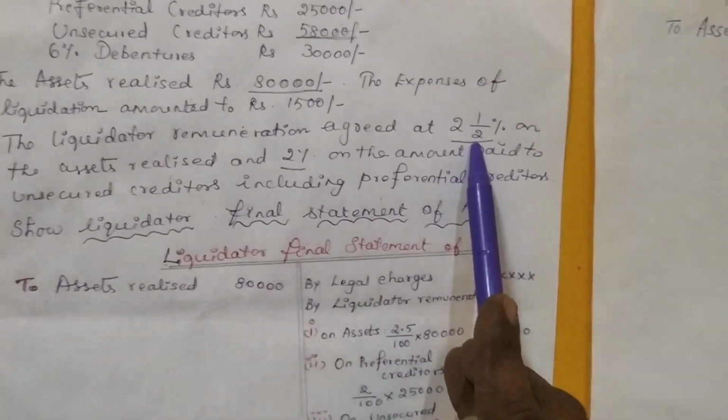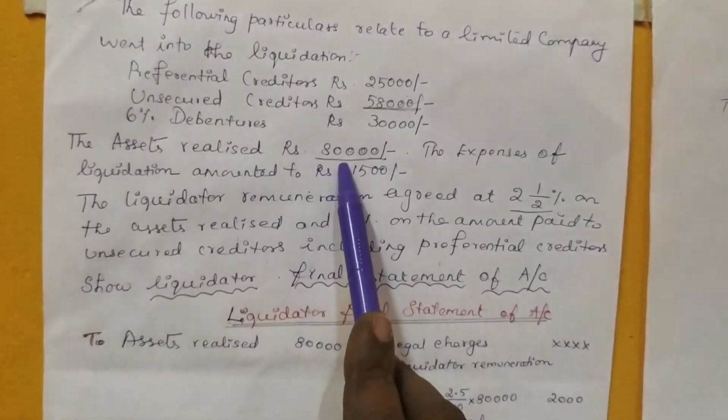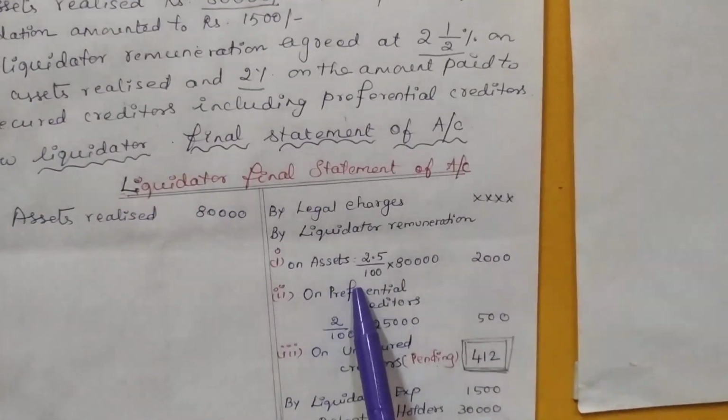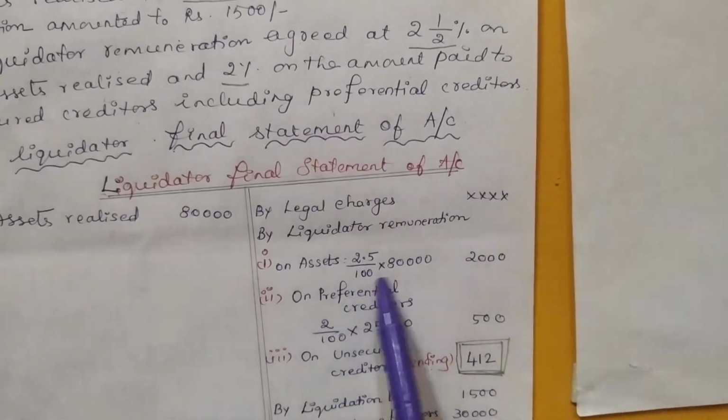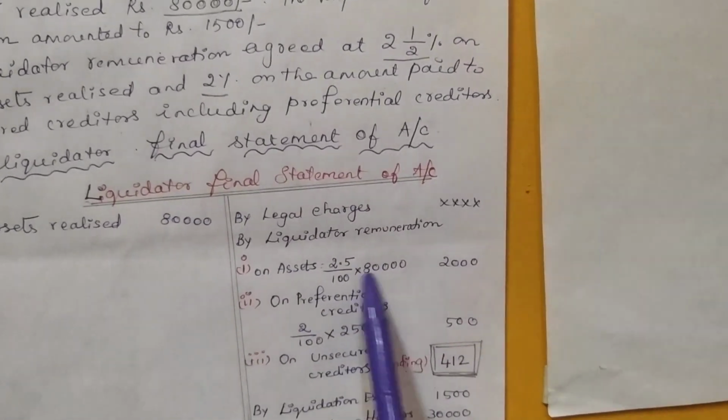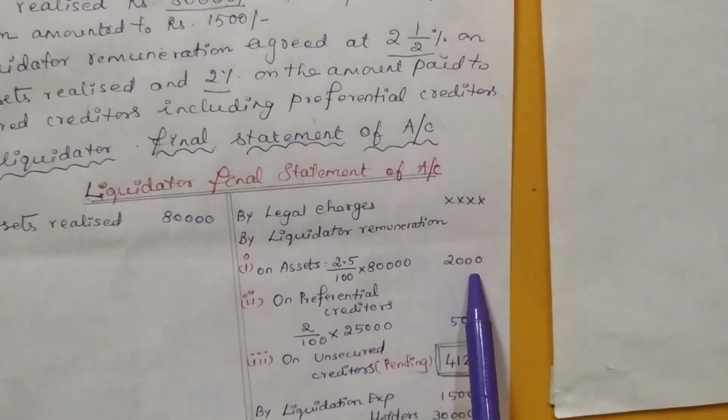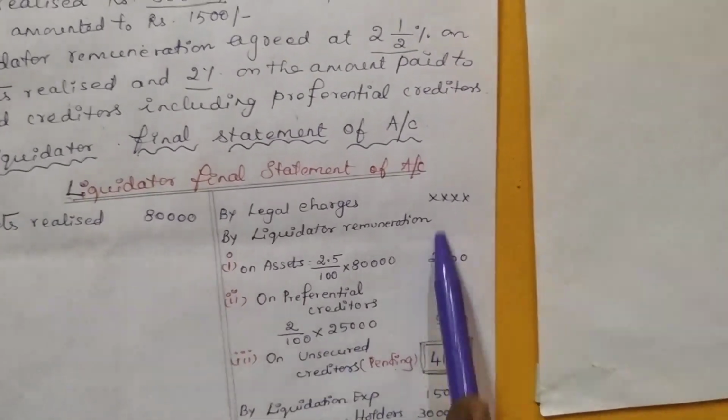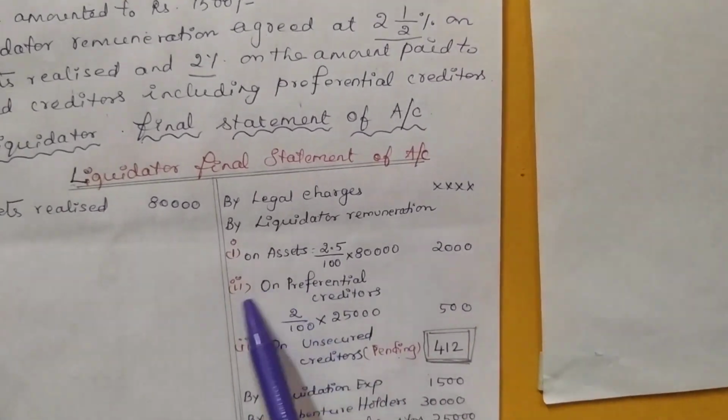2.5, assets, how much percent? As per the sum, 2.5% on the assets realized. Assets realized how much? 80,000. So on assets, 2.5 by 100 into 80,000. 2.5 by 100 into 80,000 comes to 2,000. You can put it in the outer column directly, no problem in it.